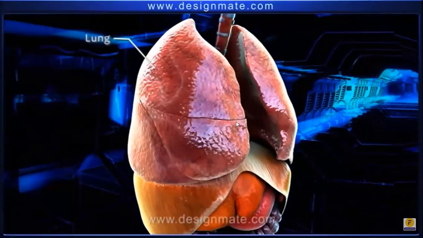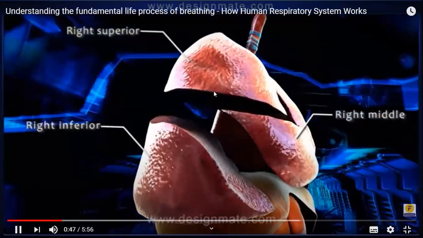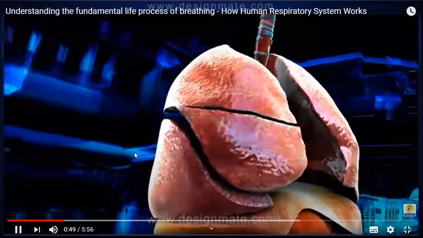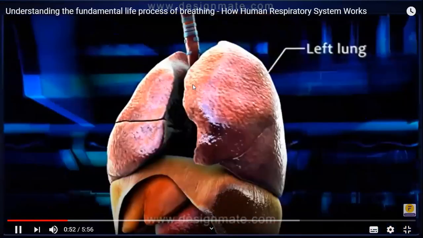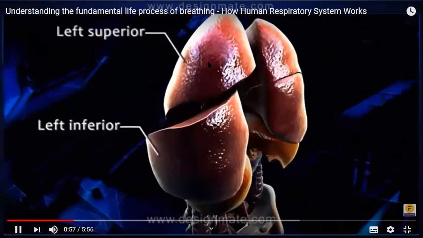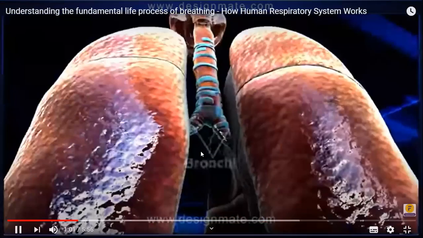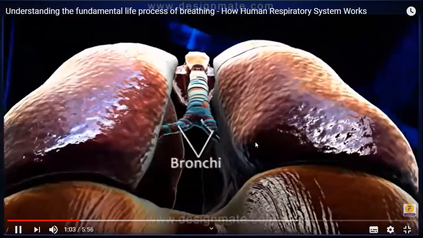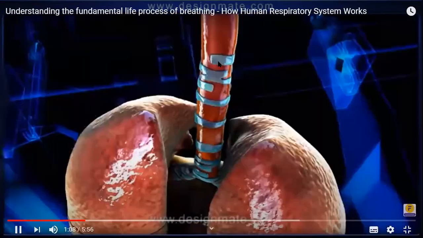The right lung has three lobes. This is the uppermost, the right superior lobe, then the right middle lobe, and the right inferior lobe. In the same manner, the left lung is smaller, it has two lobes. Uppermost is the left superior and lower is the left inferior. In both lungs, air is supplied by two bronchi, and here there is a trachea.